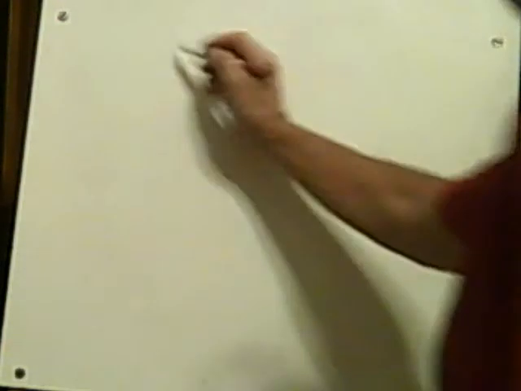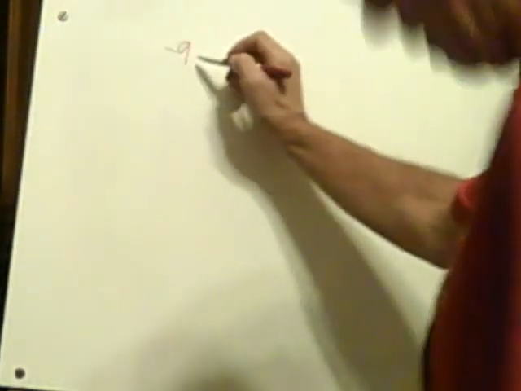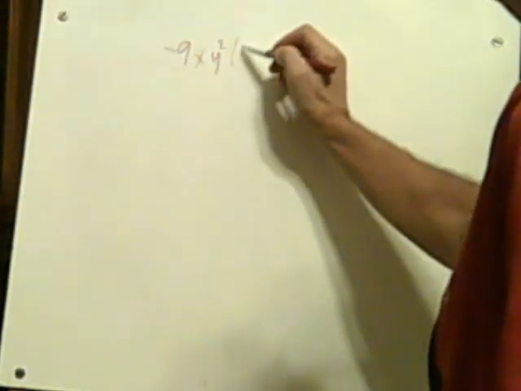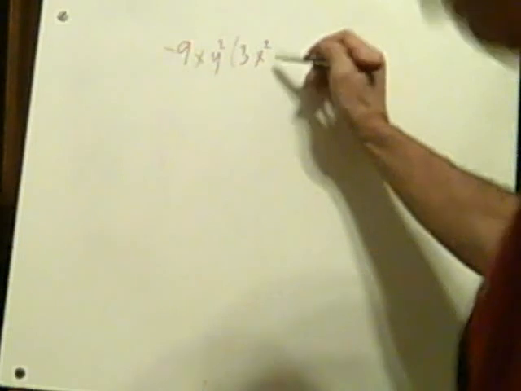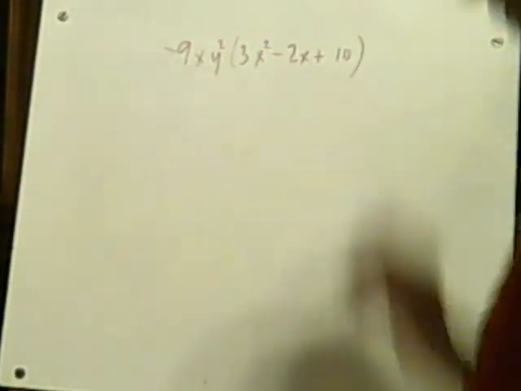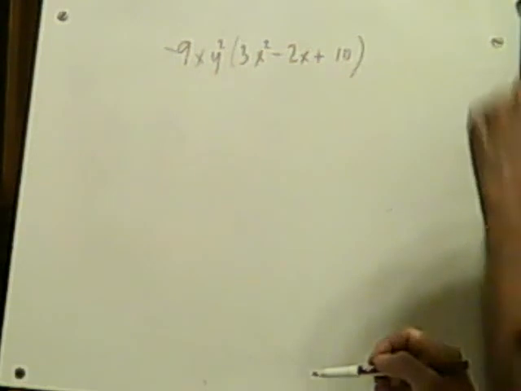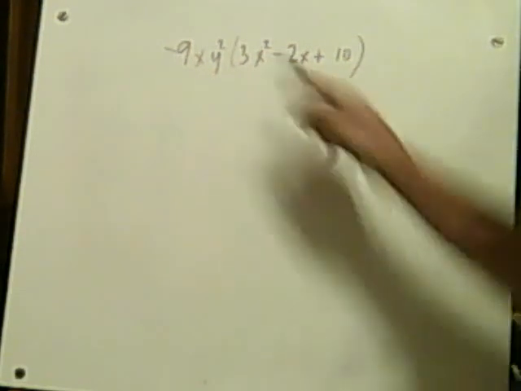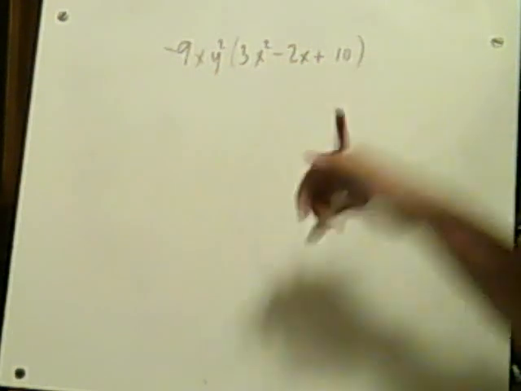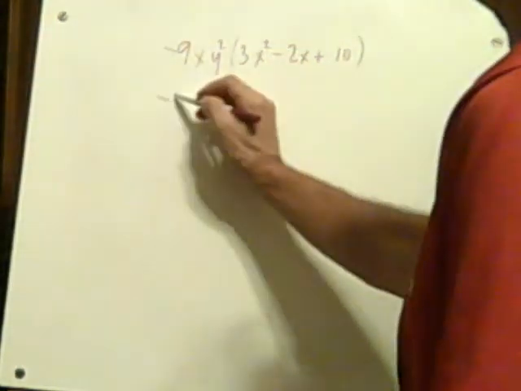Okay, let's go to number 50. Minus 9xy squared times 3x squared minus 2x plus 10. We're just going to multiply this out. There's no simplification going on here because I can't simplify in here. I'm just going to end up with three terms, but I'm just going to go through it.